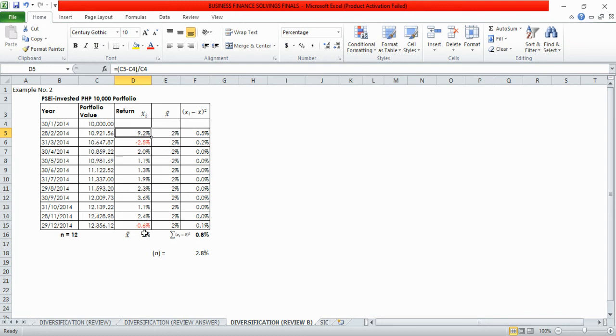And if you're going to get the average, you will have this value. So that is 2%. So you will just have to copy this one, and to find the square of the difference of your return and average return, just subtract and square. Okay, so that's how you do it.